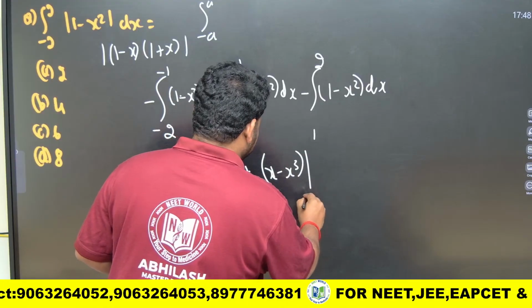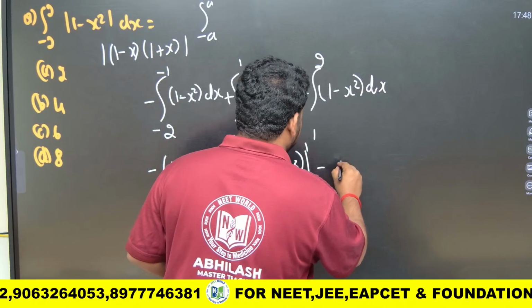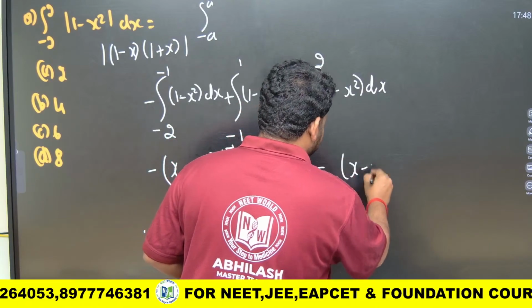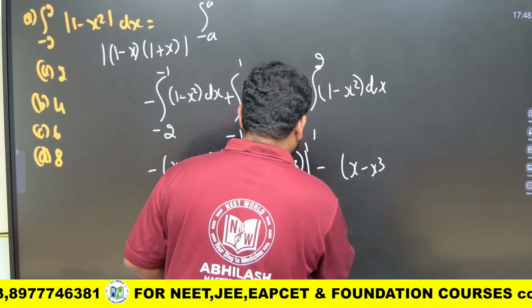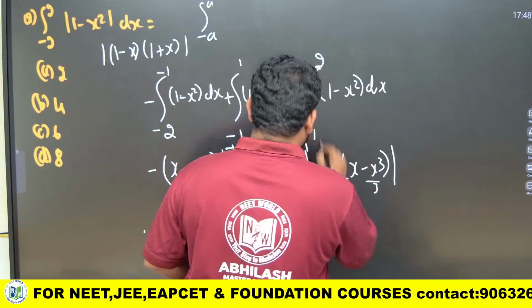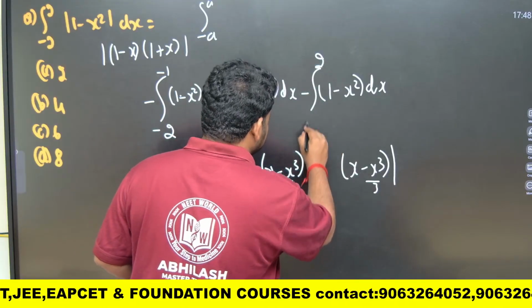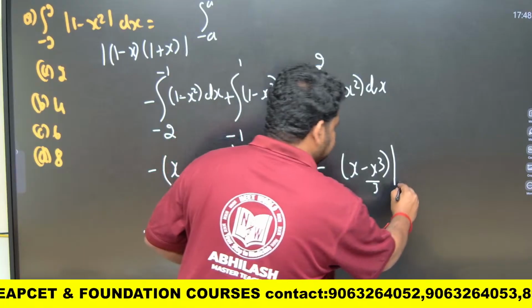The limits will be what? This will be minus 1 to plus 1. What about this one? This will be minus of x minus x cube by 3. This should be 3, x cube by 3. And this will be 1 to 2, this will be 1 to 2.